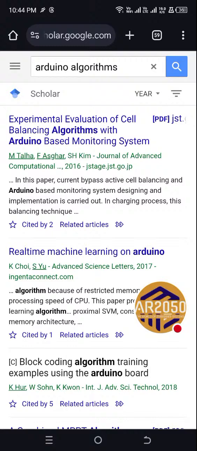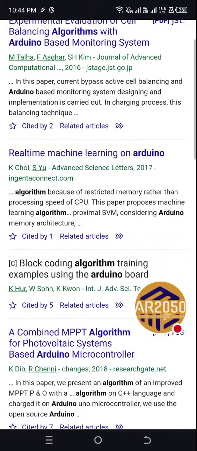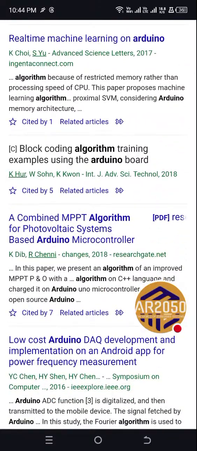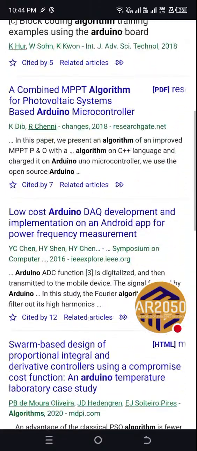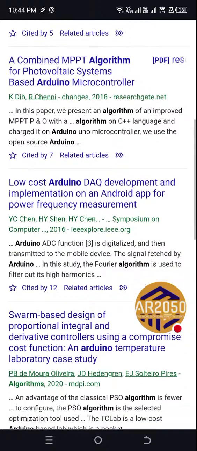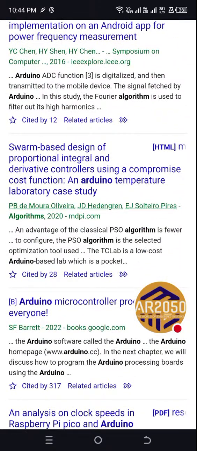Well, maybe, yeah. Anyways, experimental evaluation of cell balancing algorithms. That's control systems. We are not focusing on control systems. MPPT algorithms, not for today. The swarm-based design of proportional, integral, and derivative controllers using a compromised cost function. An Arduino temperature laboratory case study. PSO with the Arduino is a good combination.